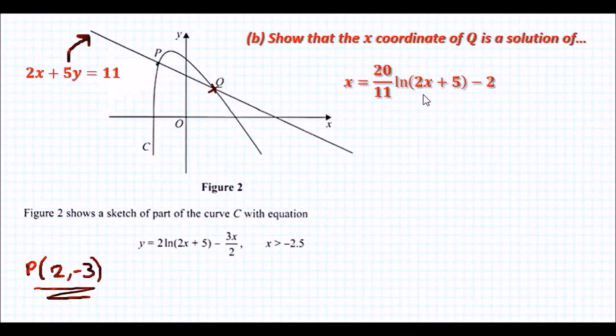Because actually looking at this right now, it's quite difficult to solve without iteration methods. So what do we have here? What do we know about Q?